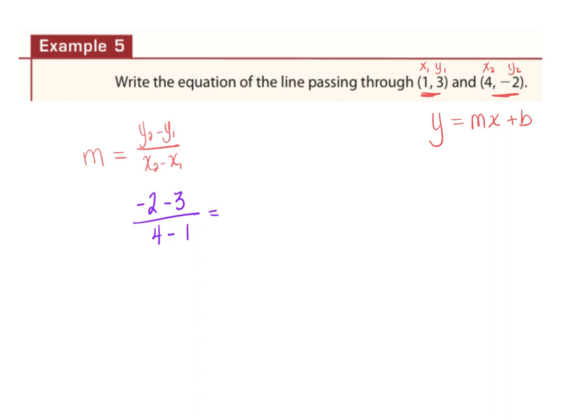And so if I do this, negative 2 minus 3 is negative 5. 4 minus 1 is 3. My slope is negative 5/3. All right, negative 5/3.